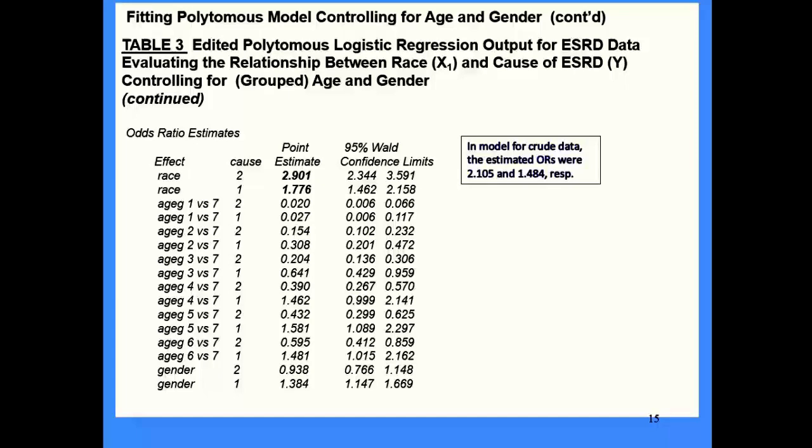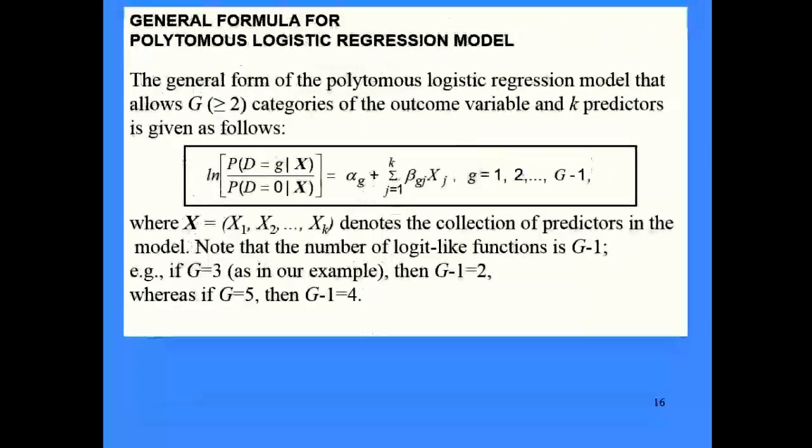Okay. Now, let's see what else. Whoa, what's this? This is the type of thing, wait a second, I thought it was easy. Okay. The general form of the polytomous logistic regression model that allows G, two or more categories of the outcome variable, and K predictors is given as follows. This is the general form of the model. Okay, that's what I've written over here.